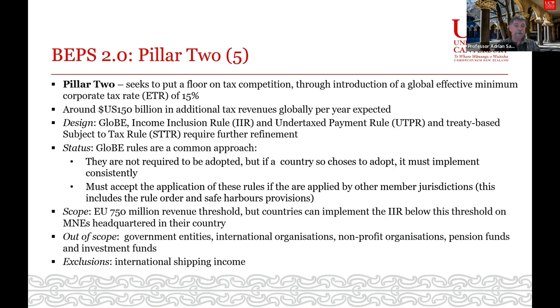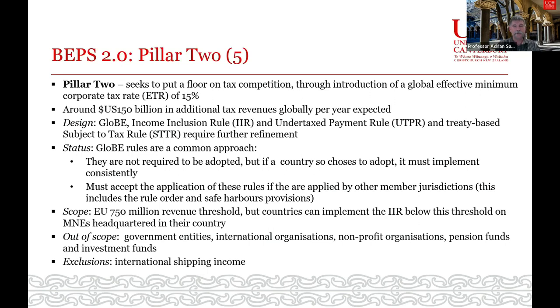Within Pillar 2, we're going to see a whole lot of new rules. One is the GloBE, which we talked about earlier, this new global base erosion rule, the income inclusion rule, or IIR, the undertaxed payment rule, UTPR, and the treaty-based subject to tax rule, STTR. All of these concepts require further refinement. I will talk a little bit more about some of those in a moment.